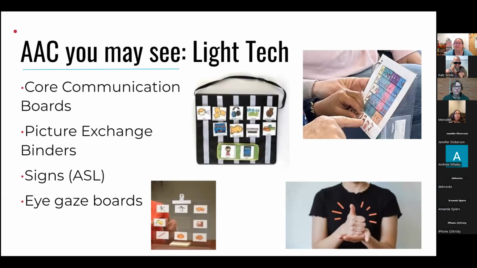So there are different types of AAC, and the first one we talk about is light tech. So Meredith, you referenced that picture exchange, that PECS piece of it. It could be a core communication board. It could be signs like ASL. It could also be eye gaze boards for our students who can rely on their eyes to look and locate pictures with some partner assistance. So these are all things primarily that don't have a voice output component to them.